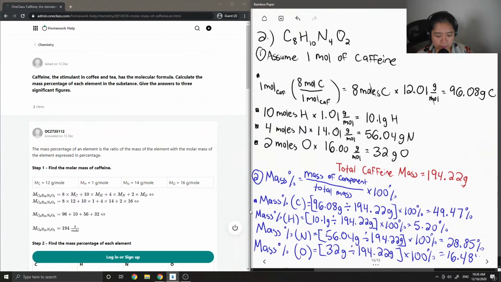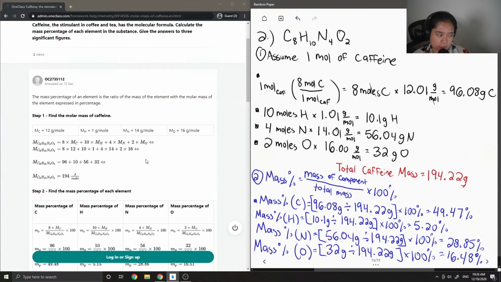Okay, so these are all of the mass percentages of each element. And if we were to add all of these values up, you know you did it correctly if it all nicely adds up to 100%.